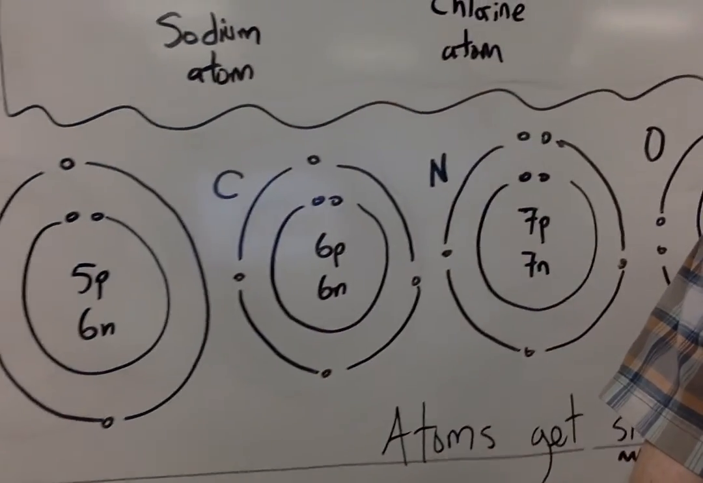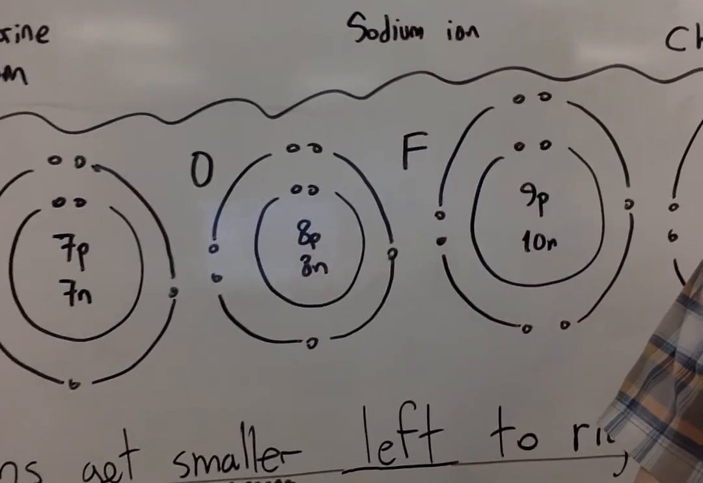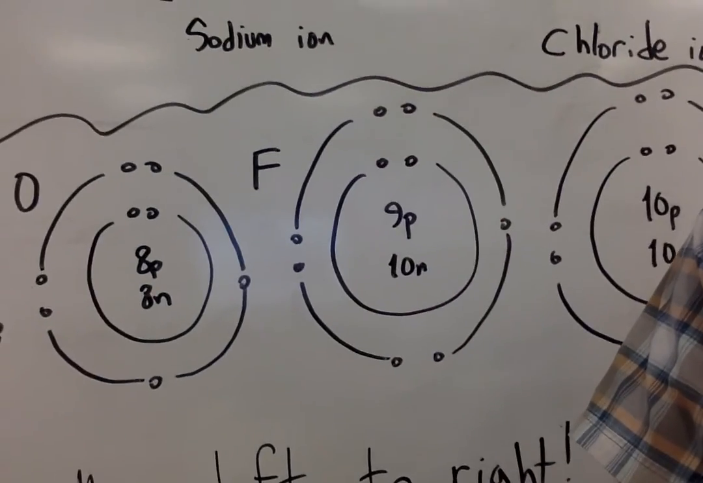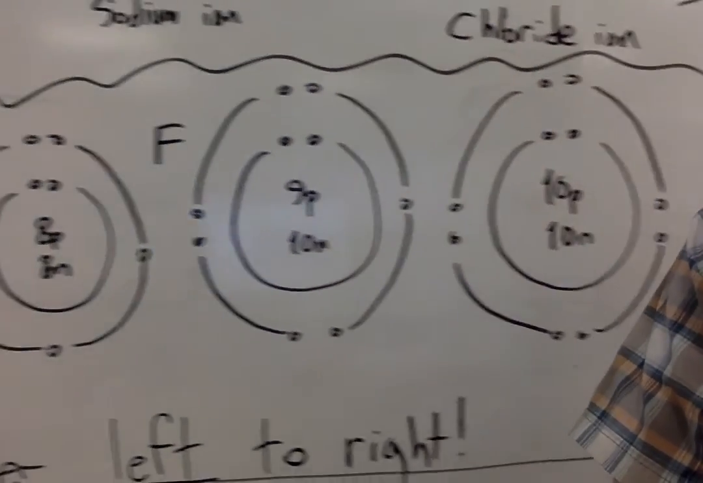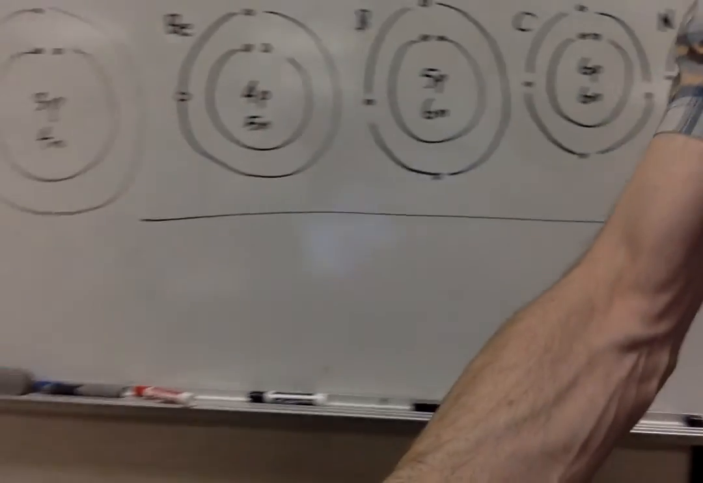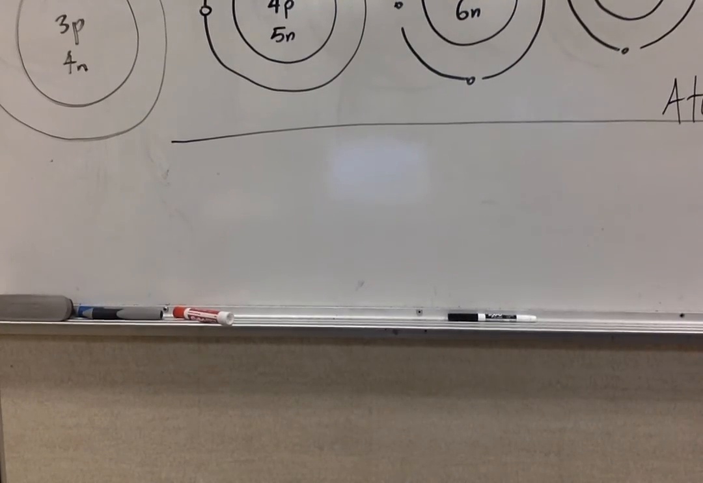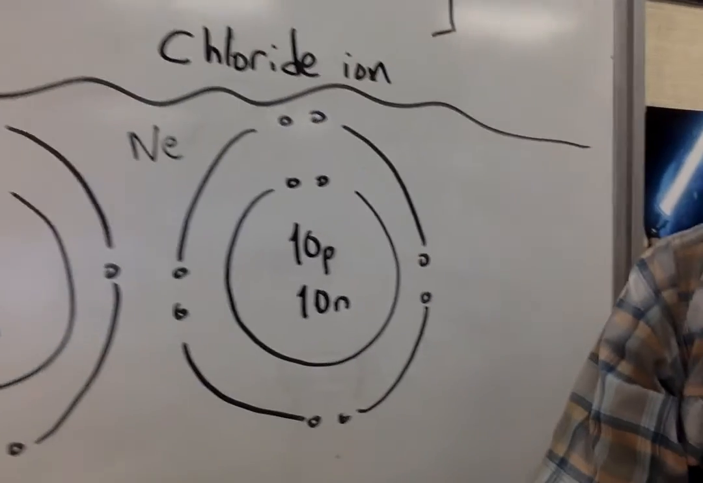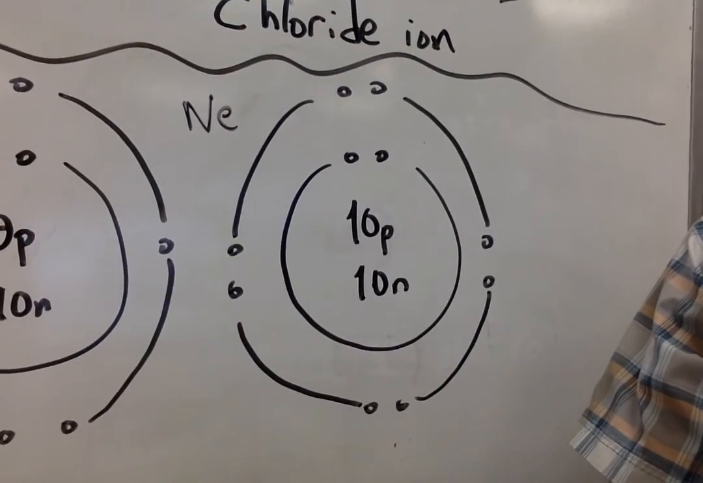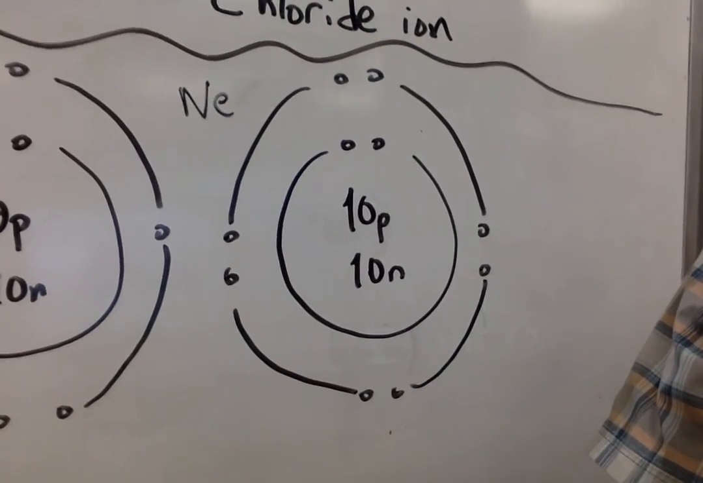Carbon's got 4. Nitrogen has 5. Oxygen has 6. Fluorine has 7. And neon, you should have written that down. The noble gas neon here has 8 in its outer shell, 10 in total.